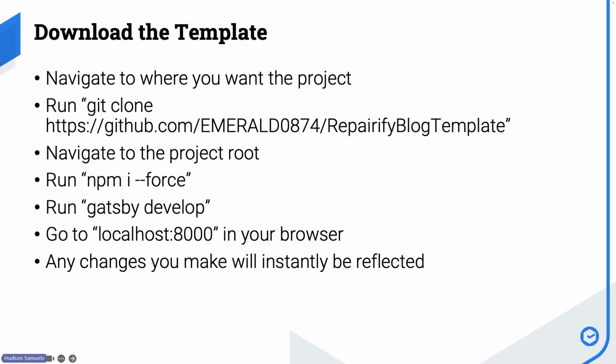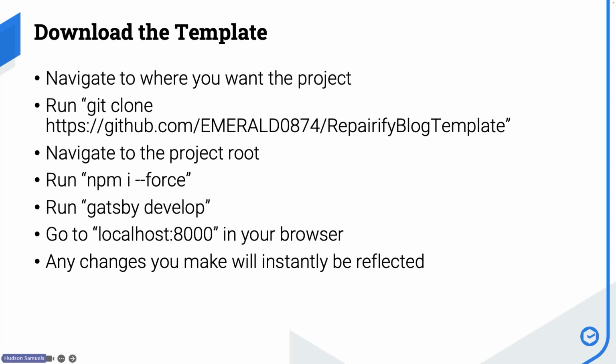You'll want to go ahead and run this git clone command. I know it's very long, I apologize. But you'll basically just copy this into your terminal once you're in that root folder where you want to put your project. That will copy the entire project folder to your computer. After that, you'll go ahead and navigate to the project root in your terminal. So you'll just go inside of that Repairify blog template folder.